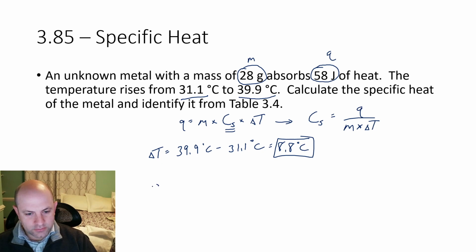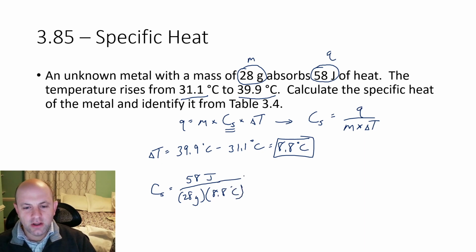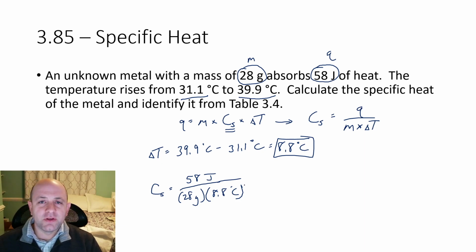Let's solve for it. So my specific heat will equal 58 joules over 28 grams times 8.8 degrees Celsius. Now this one's a little trickier to see, like, hey, do the units work out? They do, because all specific heats are energy per gram Celsius. So joules over gram Celsius, yeah, everything's in the right place. And you could maybe check the table when you're going to match up the numbers. It's like, hey, are the units the same as this table? Yeah, it will be.